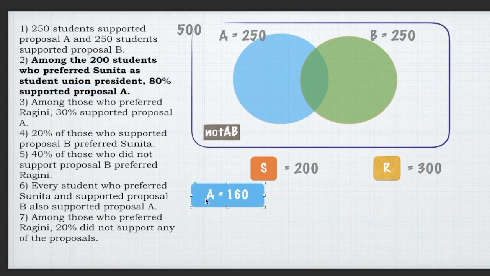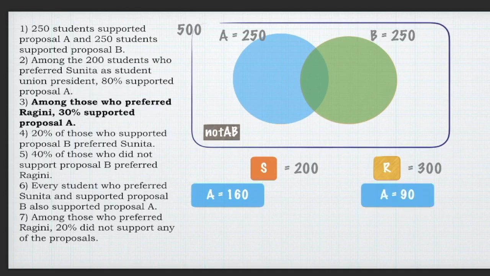And once again, when I say A, it means only A as well as A and B. Again, just think about it for a second. Do not worry about the equation right now. Just be aware of what this data unit is made up of, right? Moving on to the next rule. Among those who preferred Ragini, 30% supported proposal A. I figured out Ragini has a support of 300 people and 30% of that is going to be 90. So this A is 90, and once again this A is made up of only A as well as A and B. Just a thought, and moving on to the next rule.